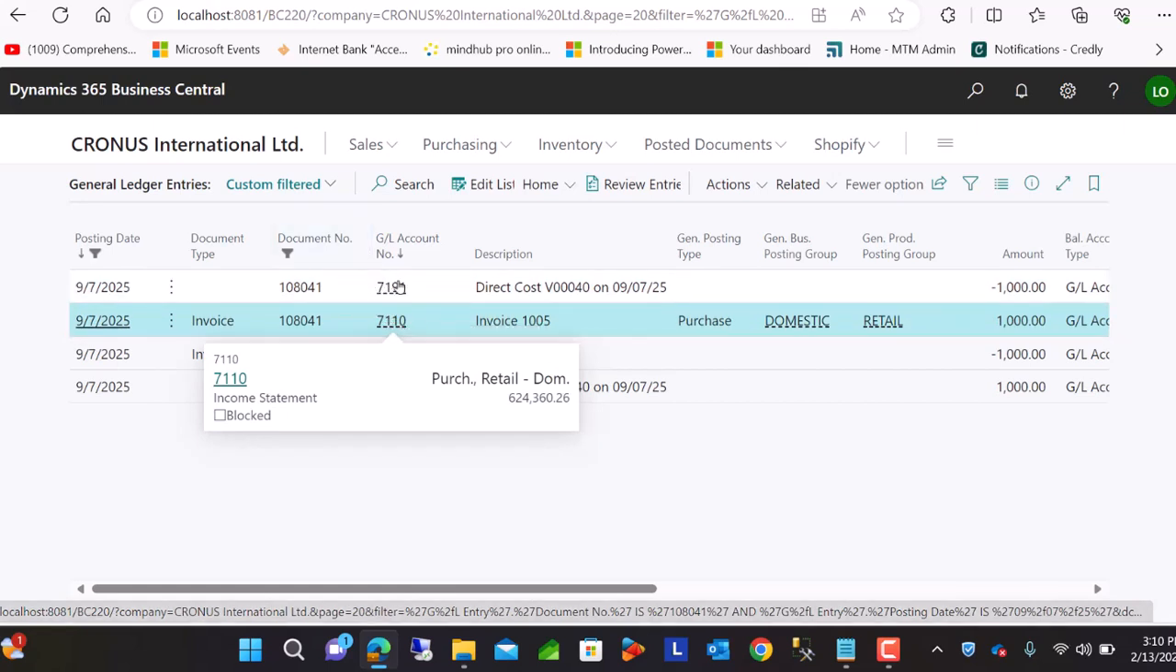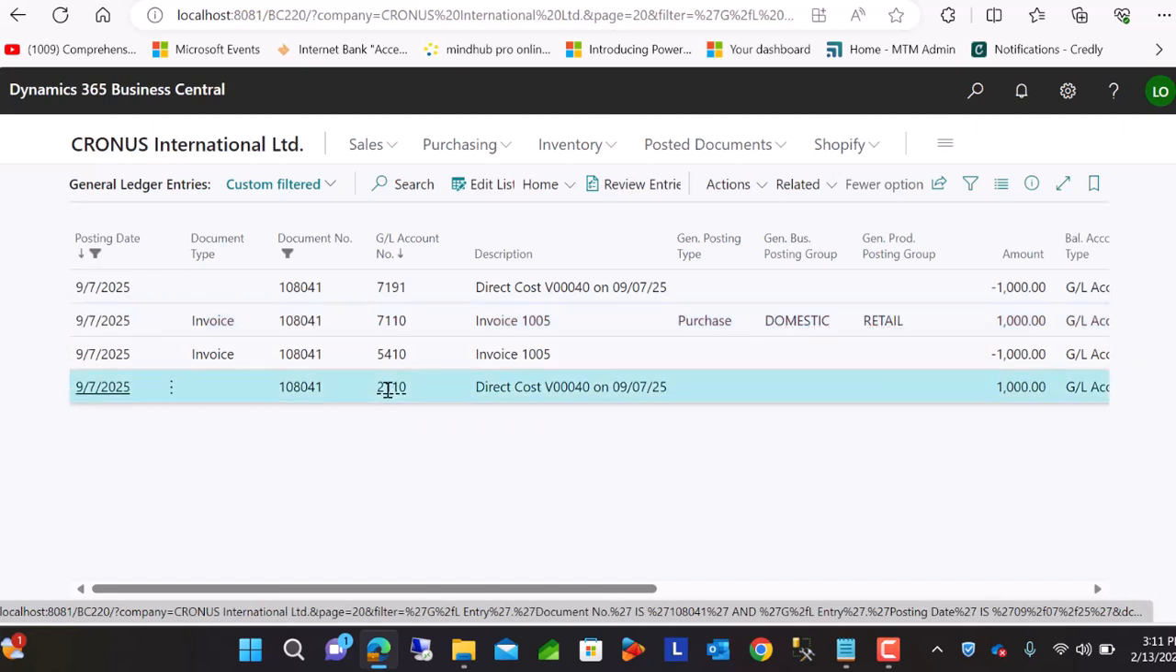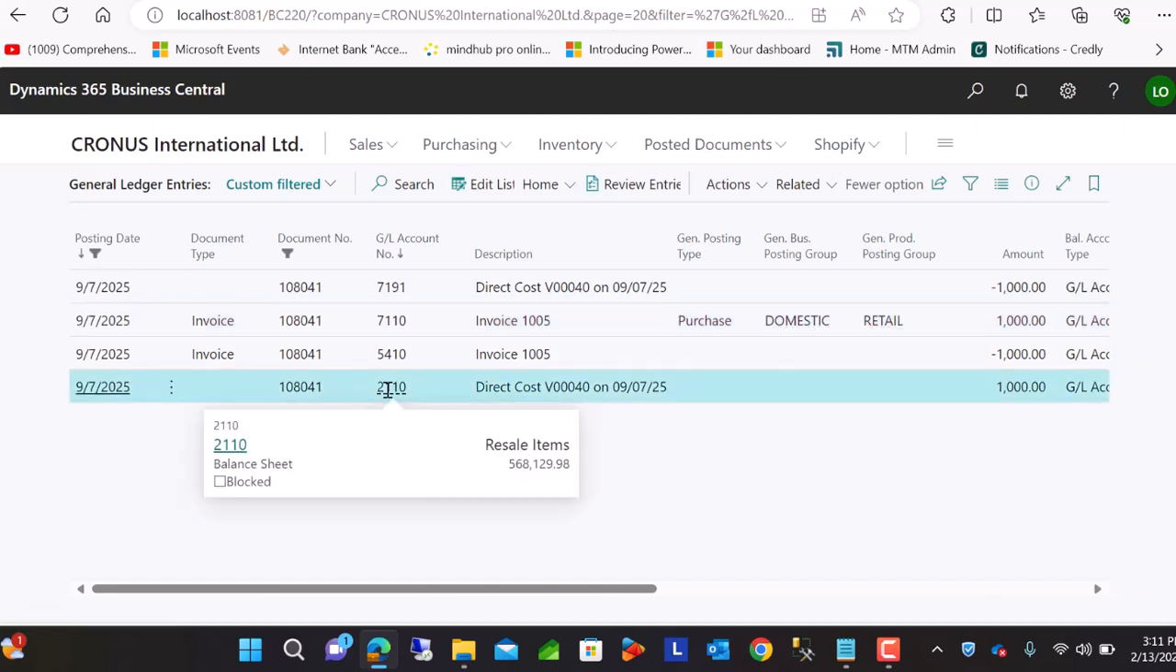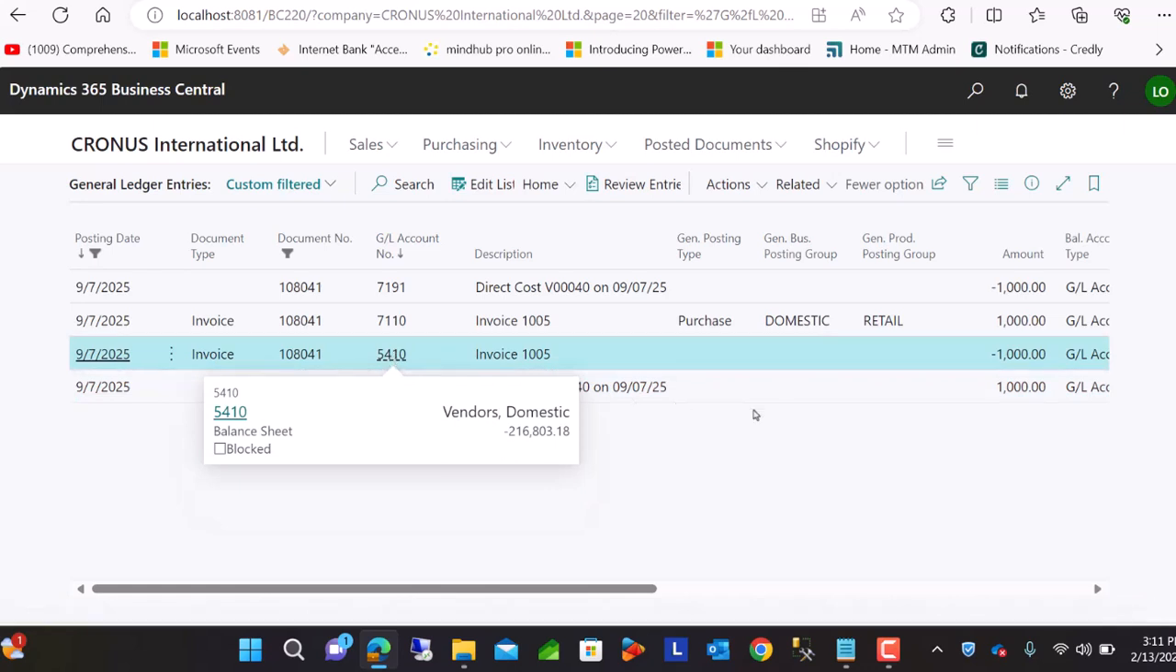Both of them are not really important for accounting for inventory purchase, but Microsoft Dynamics, in their own wisdom, uses them as a basis to create an offset account and be able to define the account that the item received goes to. This is the inventory account, balance sheet account 2110, which is debit, and the vendor account 5410, which is credit. This is how the reporting will look under our chart of accounts.